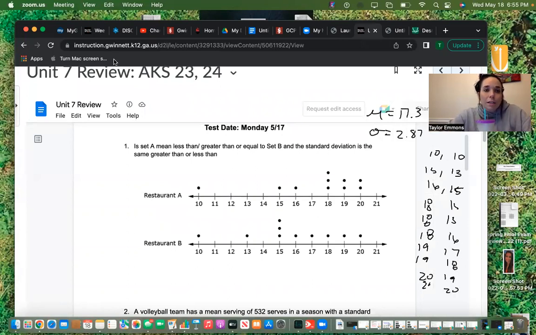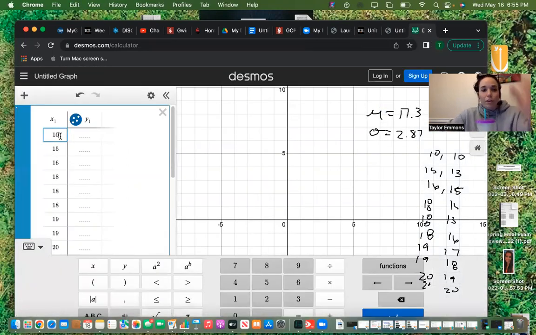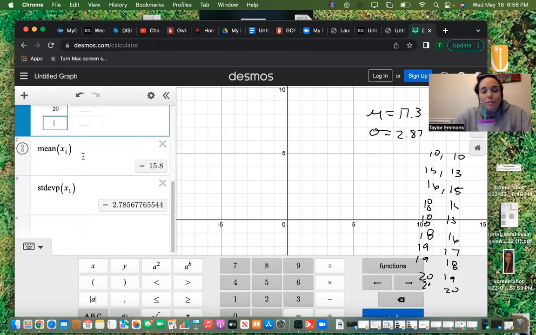And again, I'm going to go back in here to Desmos. One thing that's great is once you've done it once, you can just write over the numbers. And automatically, once you scroll down, boom, those things are still there. So that means that my second data set has a mean of 15.8 and a standard deviation of 2.79.